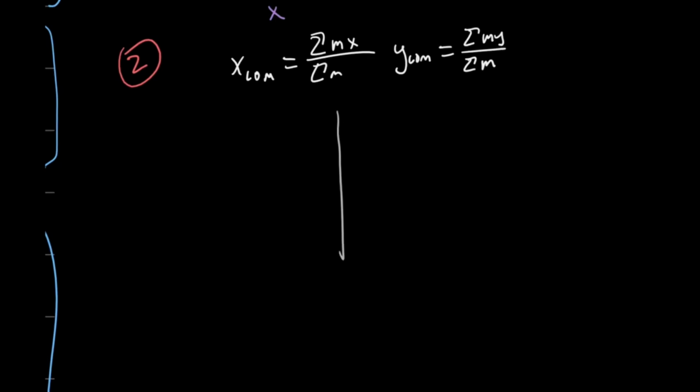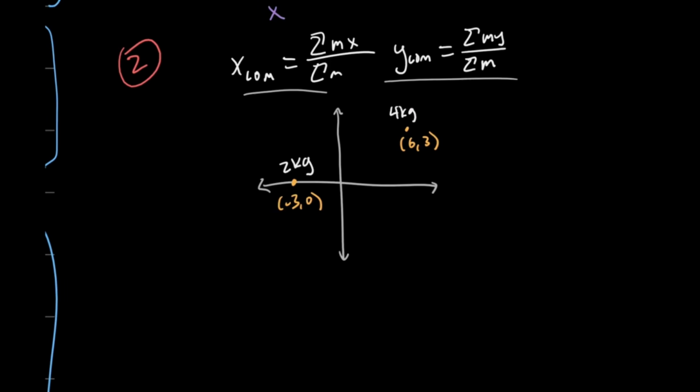If we have our set of axes here, and we have one point at, let's say, (-3, 0), and we have another point at, let's say, (6, 3). Obviously we need to assign some masses, so let's call this one 4 kilograms. Let's call this one 2 kilograms.